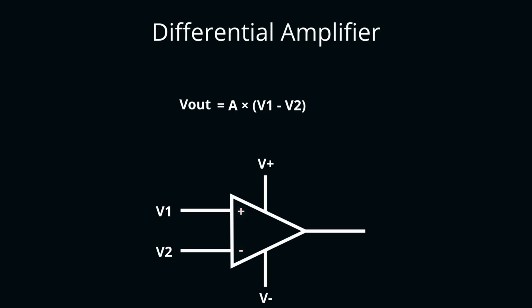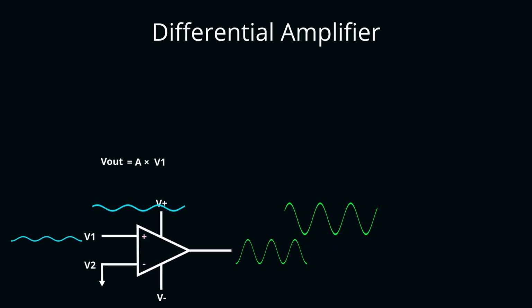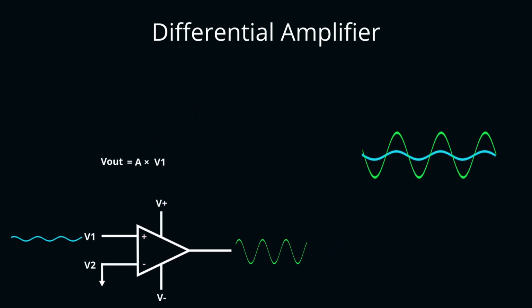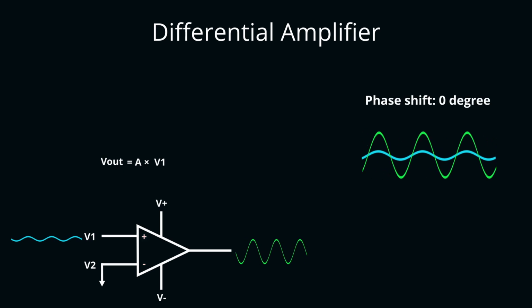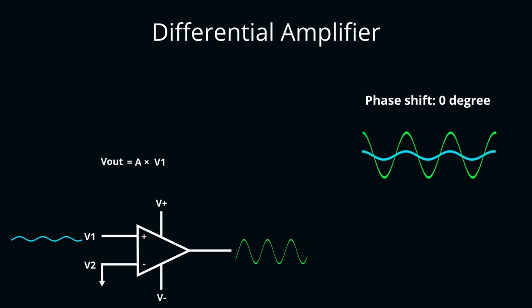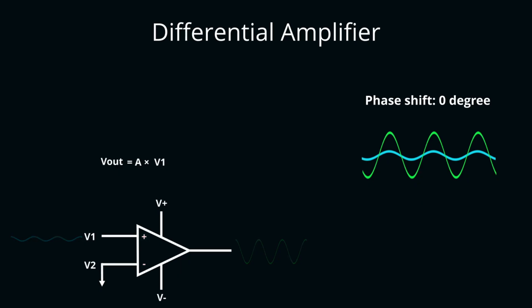If, for example, the inverting terminal is grounded, the Vout is equal to the open loop gain multiplied by V1, as V1 minus 0 is still V1. So suppose we supply a sinusoidal input to V1, you can expect to see a sinusoidal output, but amplified by a factor A. In this case, there will not be a phase shift at Vout. This is because the input was supplied to the non-inverting terminal.